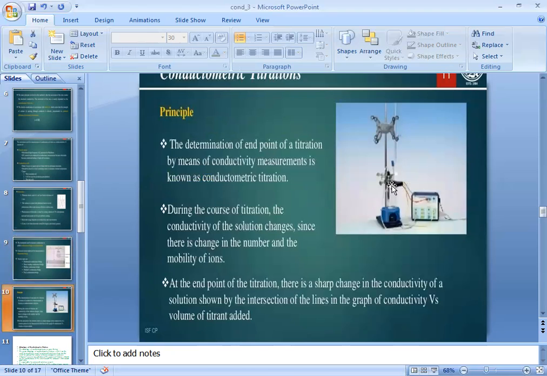जैसे ही आप burette से दूसरा analyte add करेंगे, during the course of titration conductivity change होगा because there is a change in the number and the mobility of ions. फिर end point पे there is a sharp change in the conductivity of the solution, and that is shown by intersection of lines in the graph. We will plot the graph of conductivity versus volume of titrant added.